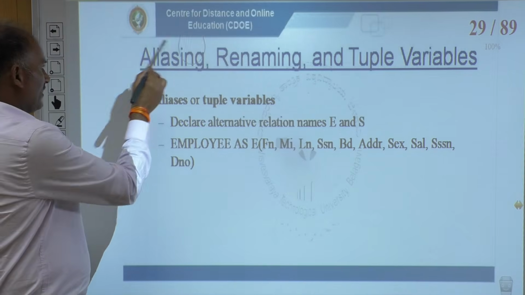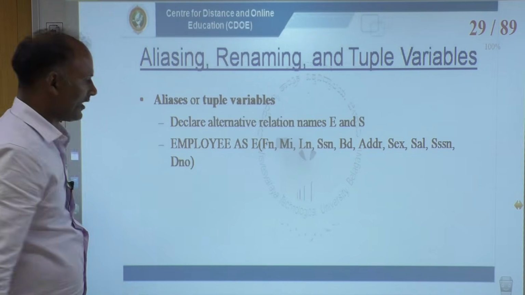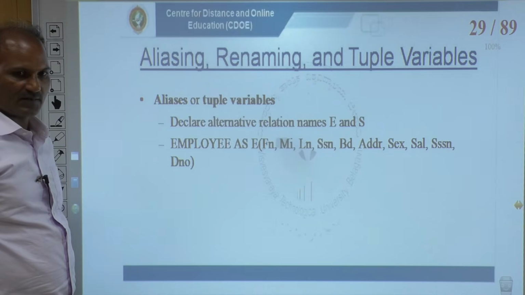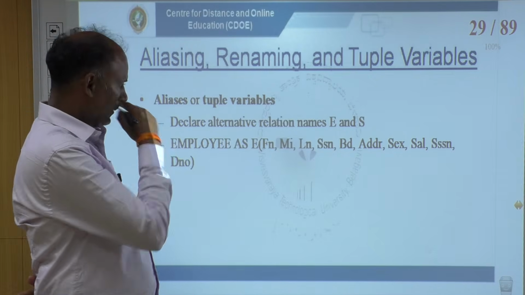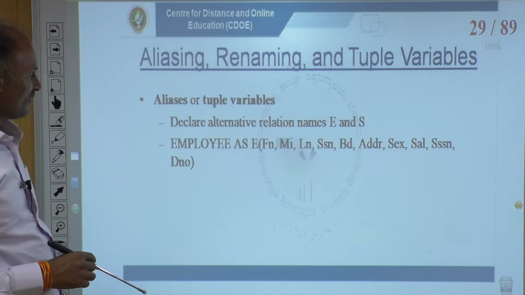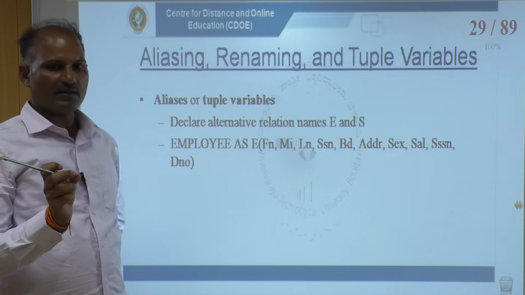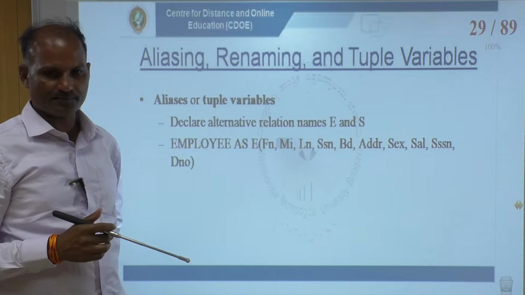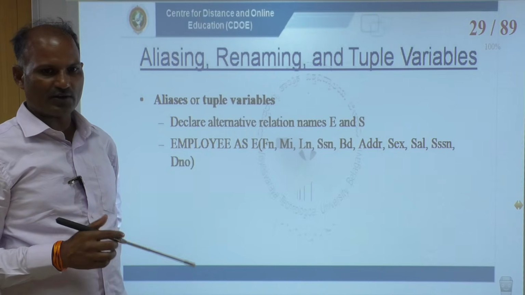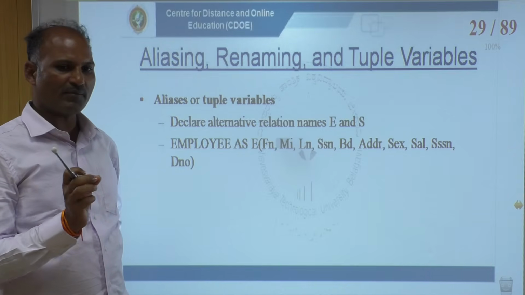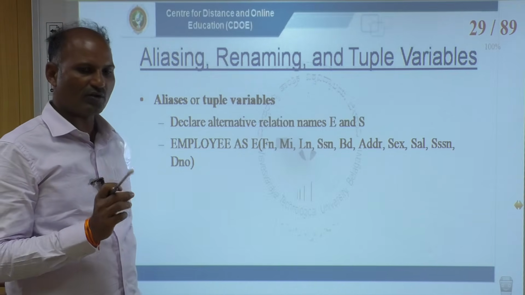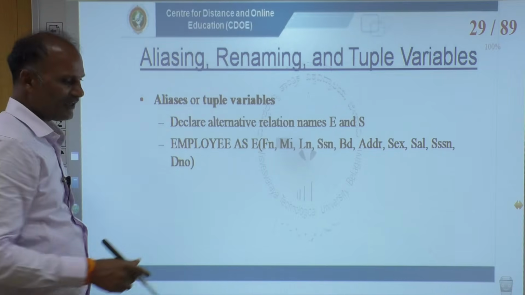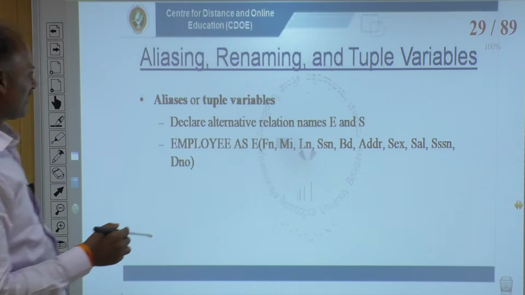Next is aliasing, giving a different name to the table and the name of the column. The alias is required when the name of the table or the name of the column is too long. In that case, you can give a short name to the table or to the column. That can be done by using aliasing or renaming. Let us see how it can be done.